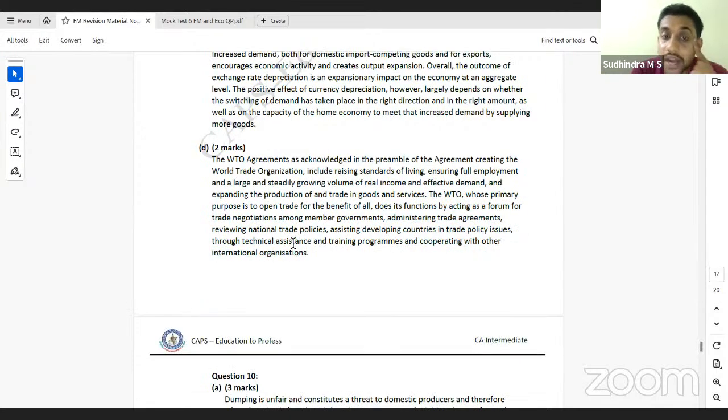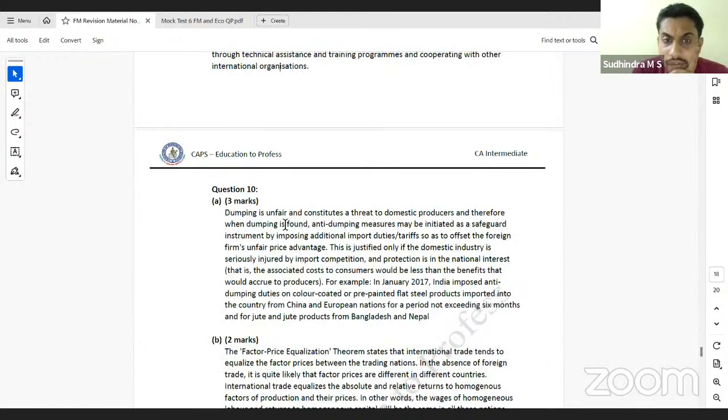Then they're talking about the anti-dumping duty. So it's a 3 marker. Here we have anti-dumping measures. It is a safeguard by imposing additional import duty or tariff to offset the foreign firm's unfair price advantage. This phrase is important, which gives you 1 mark. Anti-dumping duty is justified only if domestic industry is seriously injured by the import. So that carries 1 mark. Then example: India imposes any of the examples. So here, this is the example which was given in the material. So preferably that example, which gives you 1 mark.